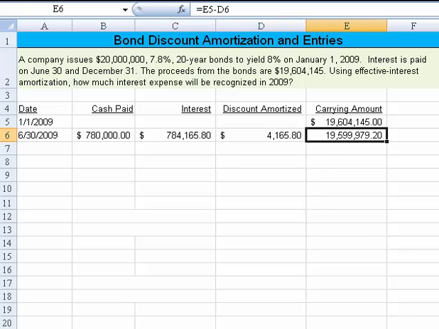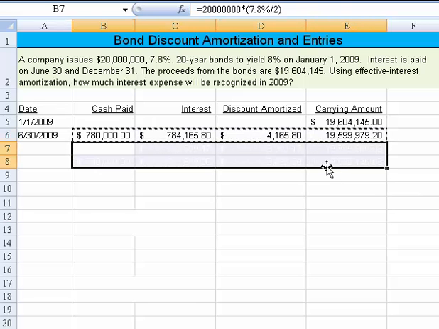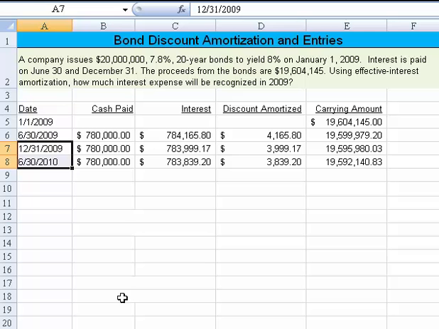So then if we take the previous carrying value and combine it with the discount amortized, we have the new carrying value. Now at that point, we can simply copy this as many times as we like, but I'll just carry it a few times down just to show you that this would continue to go on. If you copied it all the way down, you'd see that the carrying amount would eventually work its way from 19,604 up to $20 million.